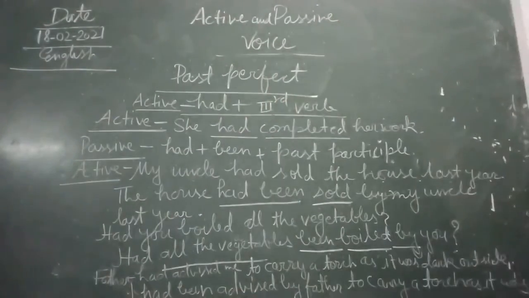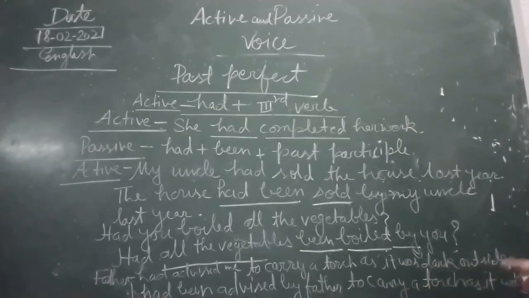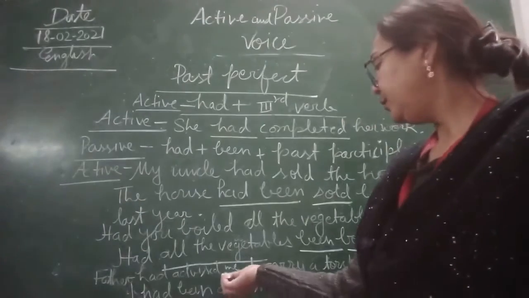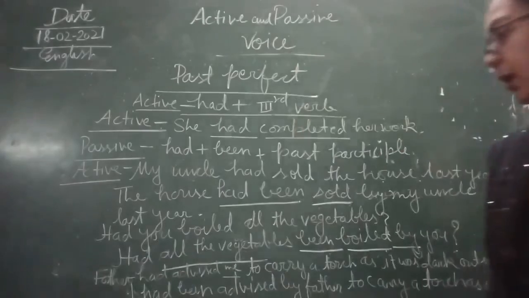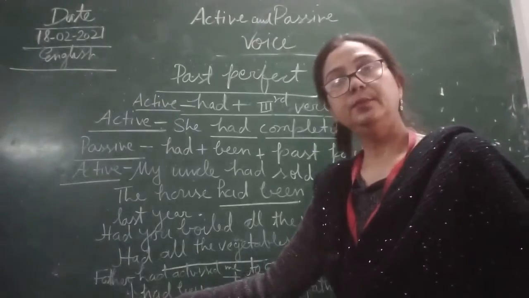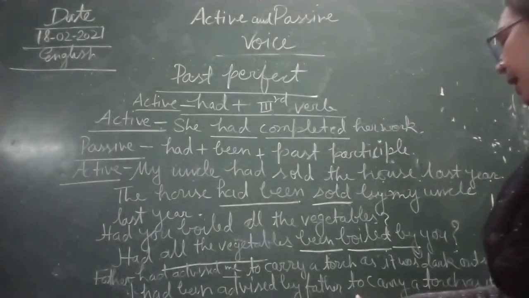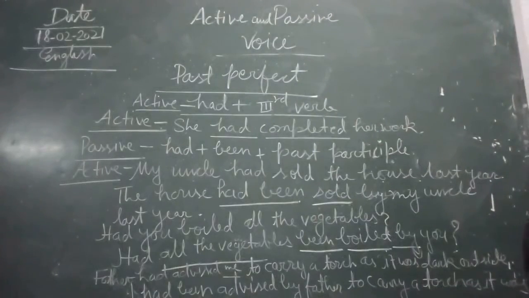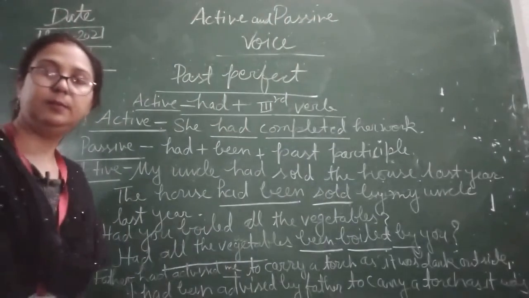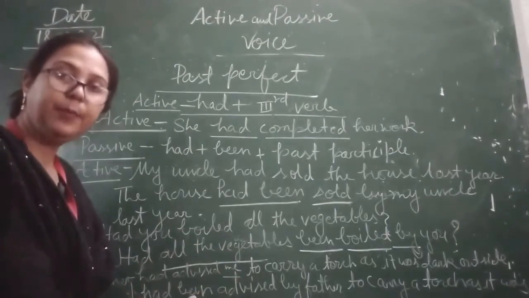This is so simple. What have we done? Father had advised me to carry a torch as it was dark outside. I had been, because in place of "me" we have changed to "I." So the pronoun will change into "I," first person. I had been advised by father to carry a torch as it was dark outside, children. I don't think you get any confusion regarding this.